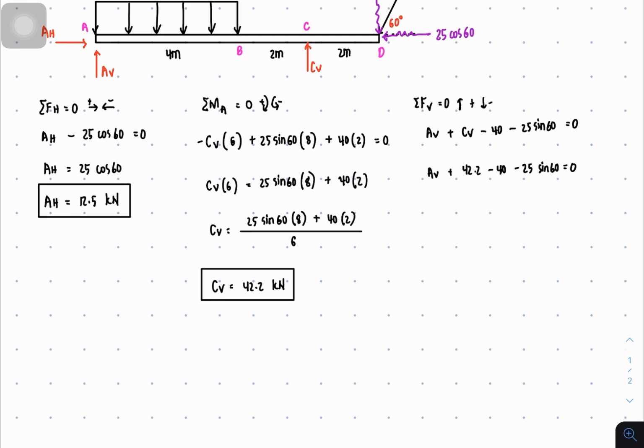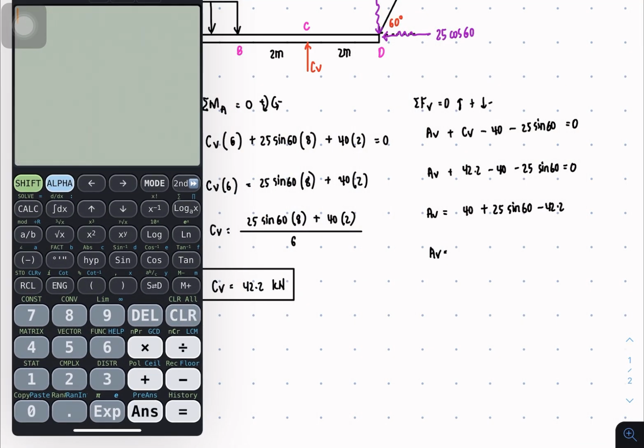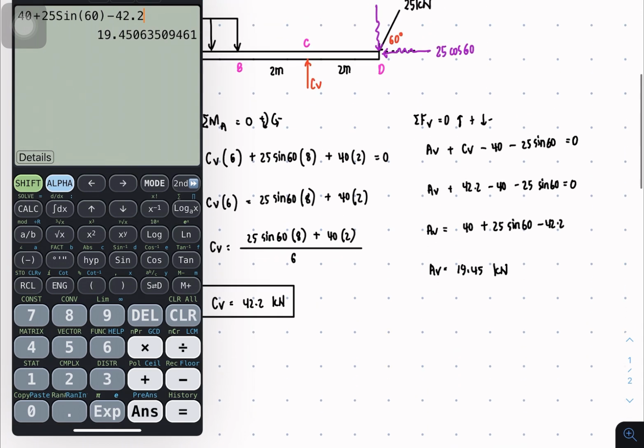Transposing all the constants to the other side, leaving AV equal to 40 plus 25 sine of 60, they're going to become positive, and then minus 42.2. And then we now have AV. So the answer is 19.45 kilonewtons. And you have here the AV.